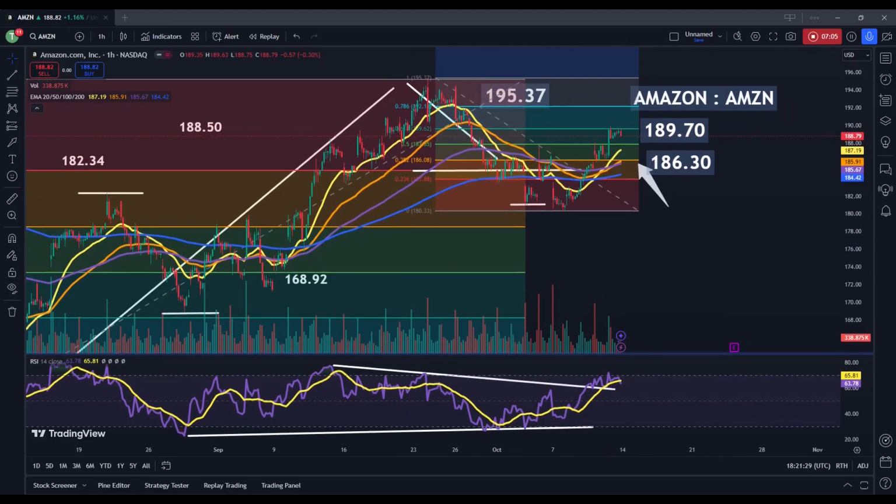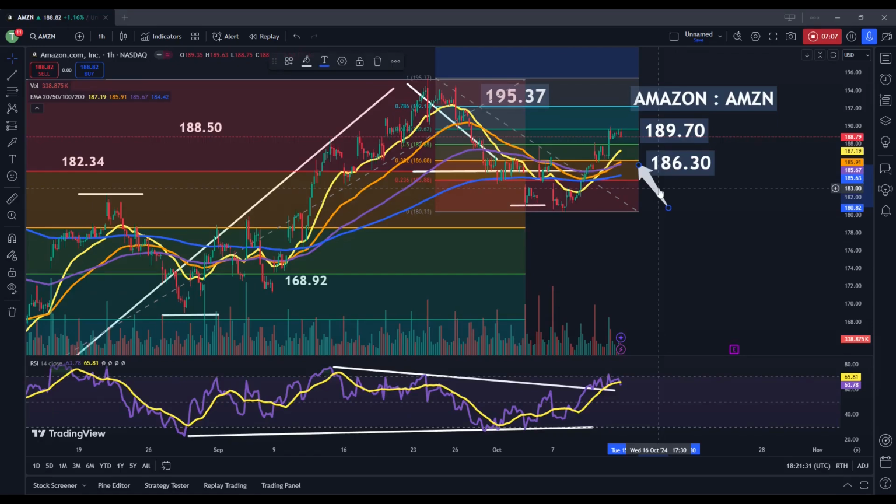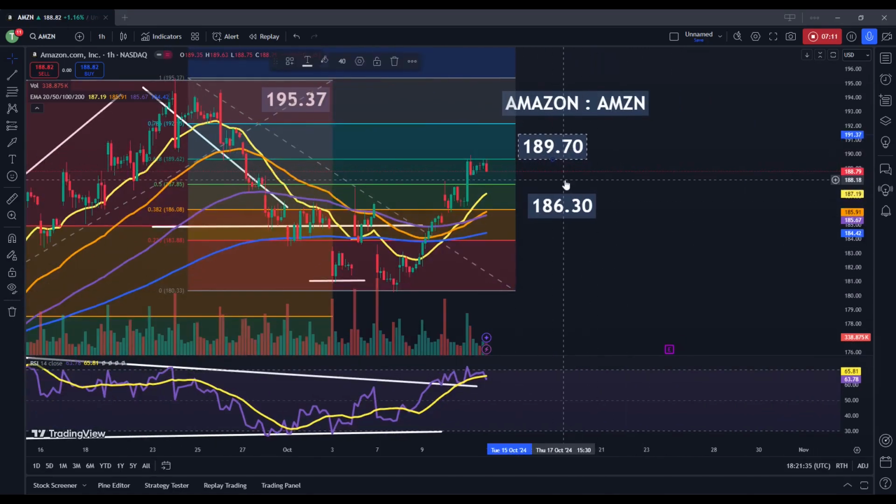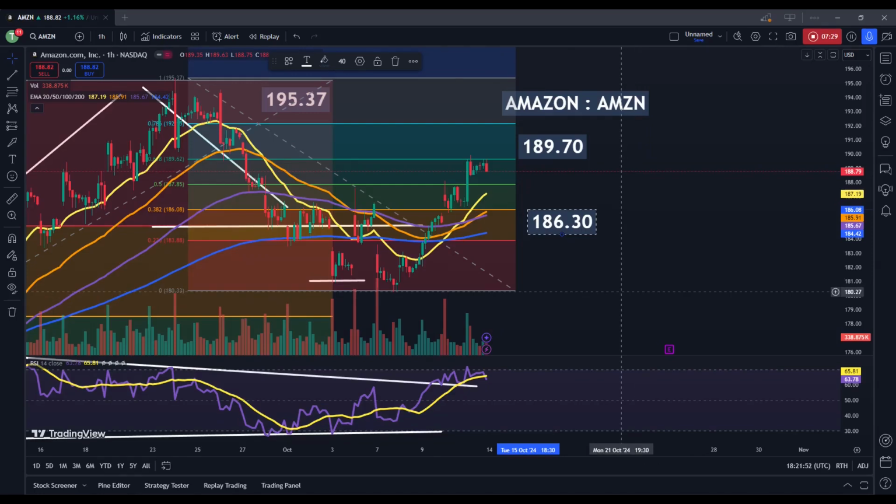So just to summarize the video here, what we're looking at currently is a possible break of 189.70. If this occurs, we could see that price level at 195.37 be retested. Conversely, if we do see a failure at 189.70, I would then be watching for a potential support break that could occur at 186.30. So here's the current stock market update for Amazon.com Incorporated, stock ticker AMZN.